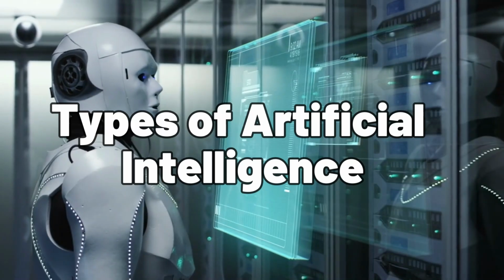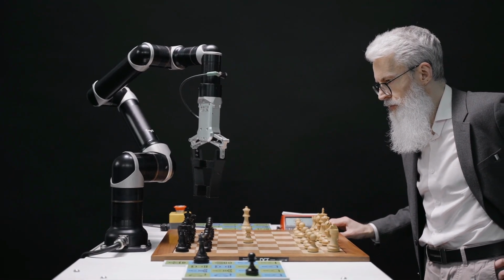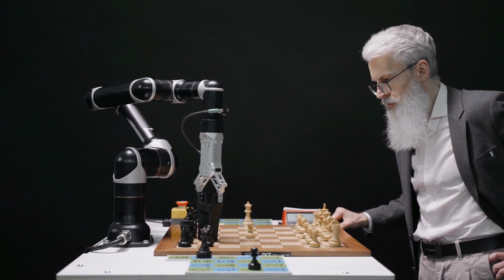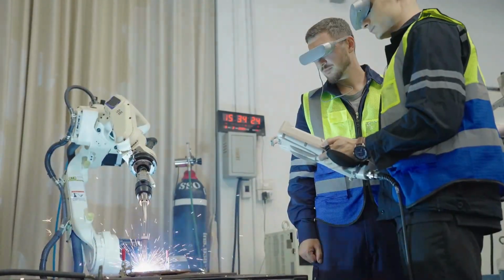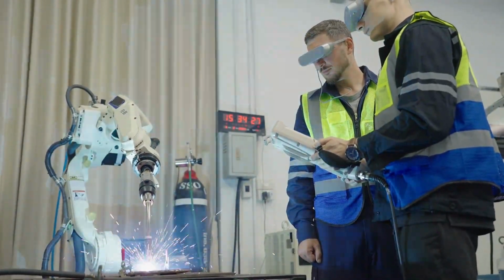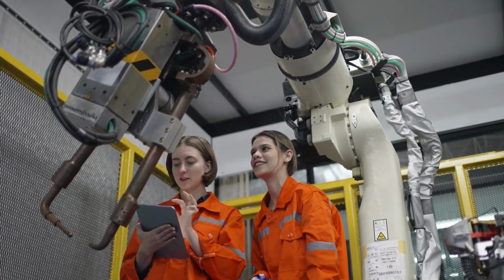Types of artificial intelligence. Imagine a world where machines possess intelligence akin to our own, capable of reasoning, learning, and problem-solving. Welcome to the realm of artificial intelligence, where the distinction between human and machine blurs.